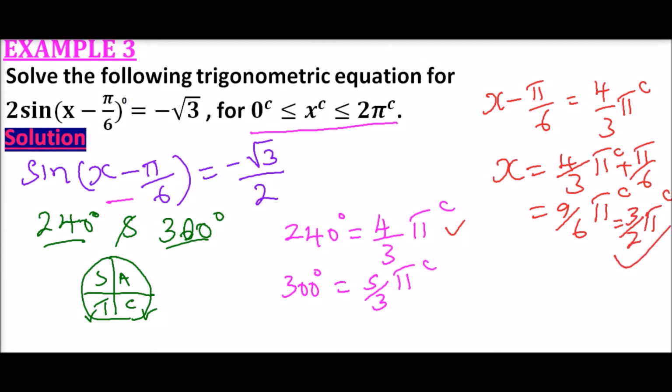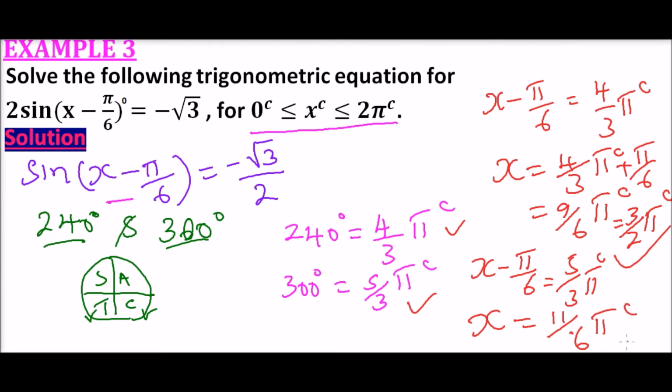So that's one angle. The other one, in terms of radians, we equate x minus pi over 6 is equal to 5 over 3 pi radians. You take the pi over 6 to the other side, you get our x is equal to 11 over 6 pi radians. So that's how we work out that question. So that's another trigonometric equation.